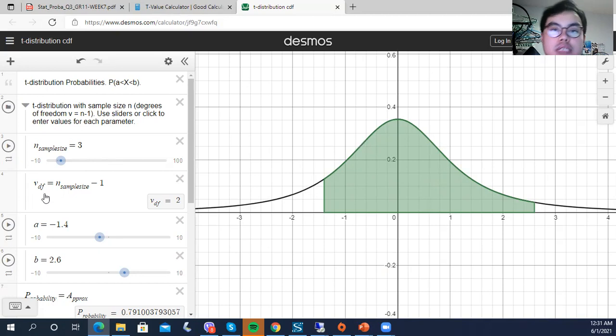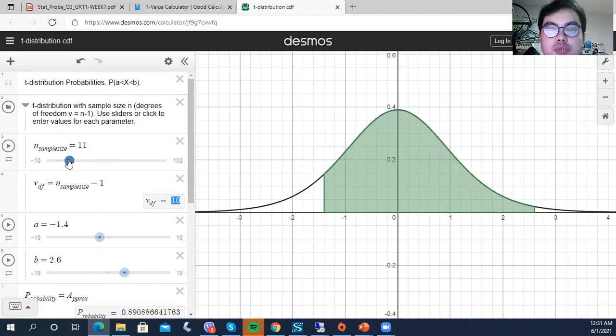Okay, so here is the degrees of freedom, the V sub DF, which is the degrees of freedom. Here's the formula of the degrees of freedom. This is where we're going to control the sample size, and this is where we're going to control the Z value, the Z scores. So this can help us in knowing the area of the region.